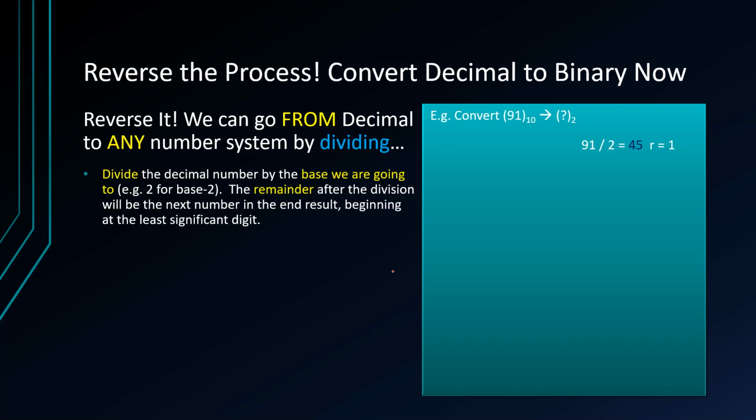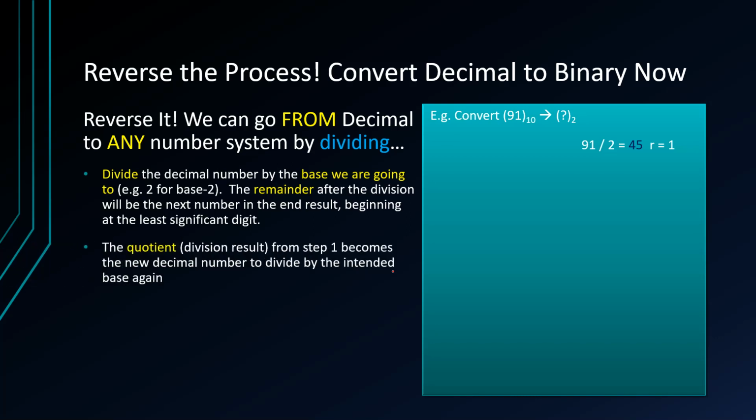So the next step, the second step I should say, is to take the answer from our previous division. Let's see if you guys remember what the answer is called from a division. It's a quotient. So we're going to take the quotient, and now that's our new decimal number we're going to divide by. So we're going to take that 45, and we're going to divide it by the base we're going to this time, which is 2.